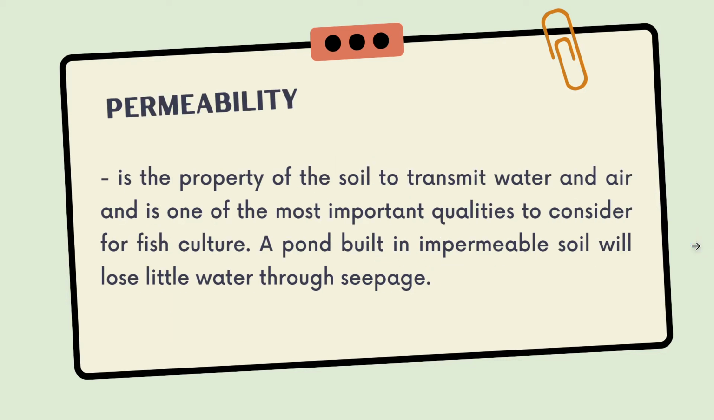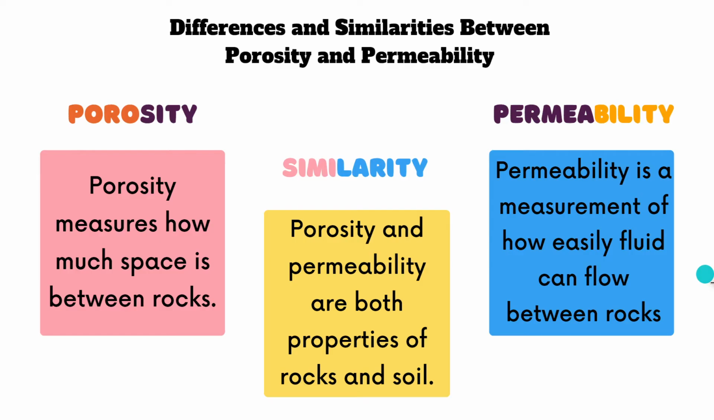So, permeability. Permeability is the property of the soil to transmit water. So, it transmits water and air, and is one of the most important qualities to consider for fish culture. A pond built in impermeable soil will lose little water through seepage.